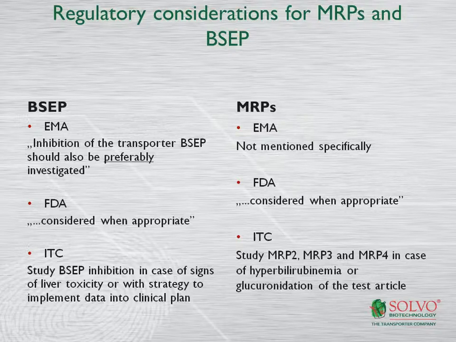The FDA just considers them: if you know there's a secretion and none of the classical three efflux transporters, BCRP and PGP among them, are the transporters involved, then of course the MRPs need to be studied. The ITC recommends assessing MRP2, MRP3, and MRP4 in case of hyperbilirubinuria and glucuronidation observed for the test article.